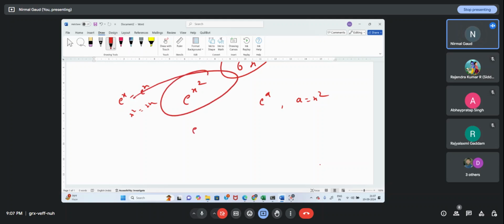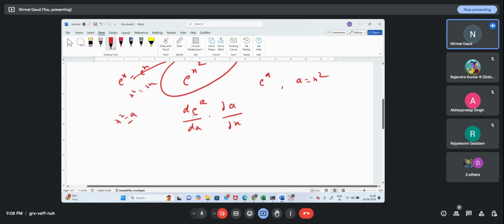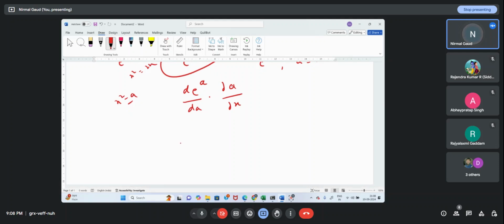If you consider x square equal to a, it will be e raised to the power a. So we will be writing del e to the power a upon del a, dot del a by del x. So what is a? X square. So here del e to the power a upon del a, the answer is e to the power a, dot, what is the differentiation of x square? That is 2x. Now replace a again with x square. So this is the answer.